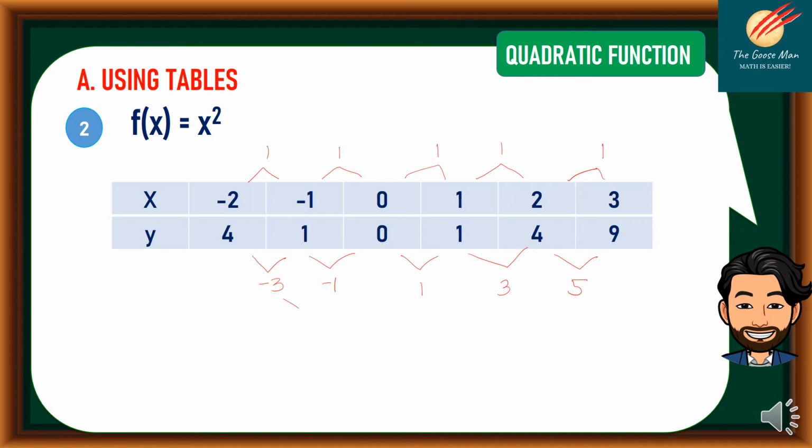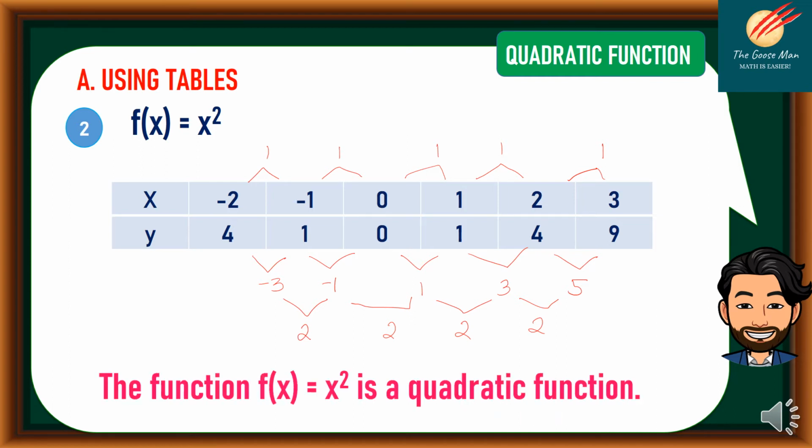From negative 3 to negative 1, the difference is 2. Then we have 1 minus negative 1 is 2 also. Then 3 minus 1 is equal to 2, as well as 5 minus 3 is equal to 2. Notice that we have the same differences in the values of x on the first layer. However, we have the same differences in the values of y on the second layer. So therefore, we can say that the function f of x is equal to x squared is a quadratic function.